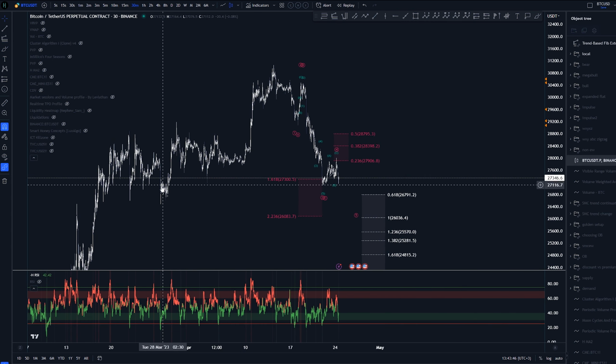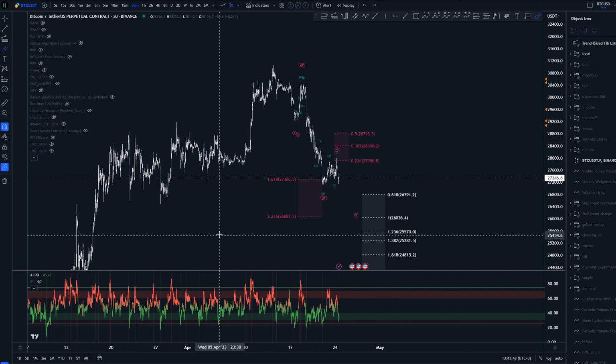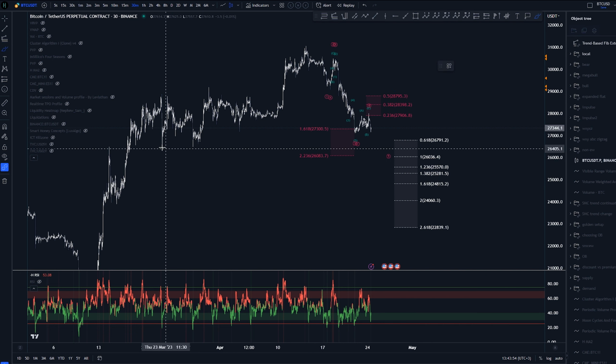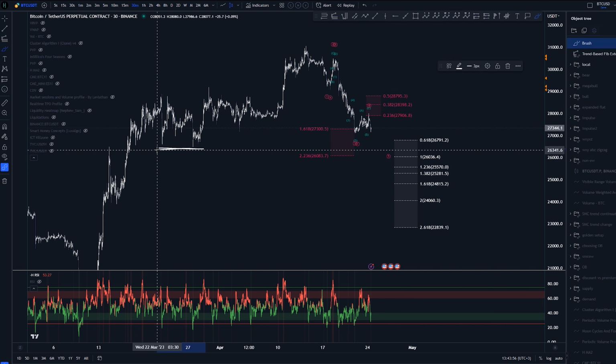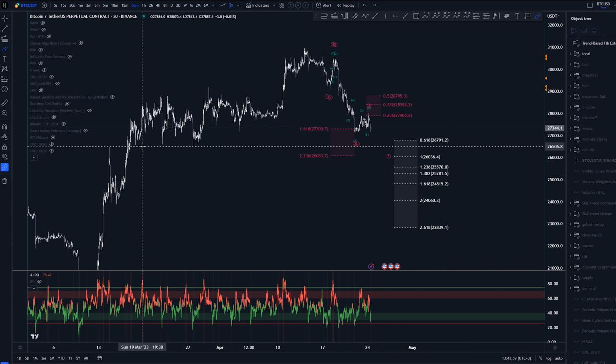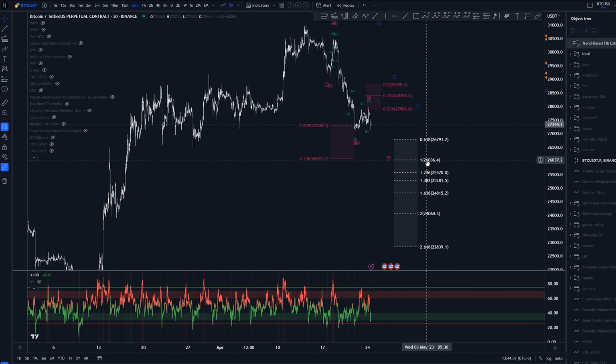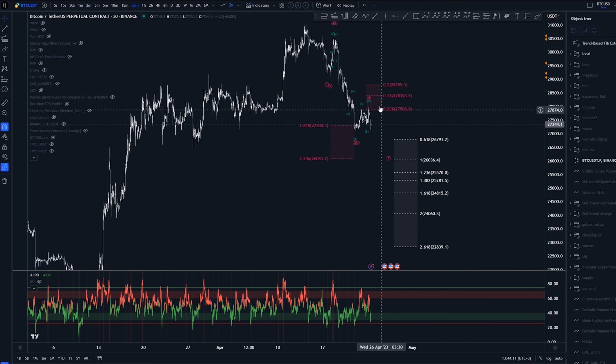1-to-1 would be taking out all the liquidity that we have previous lows here. 1.618 is not going to be taking any liquidity more, so these are the first targets I would be aiming for at this point, around 26.5k. So yeah, that is one area of interest. If we don't get an extension, the 1-to-1 is still a very decent area to look for potential reversal.